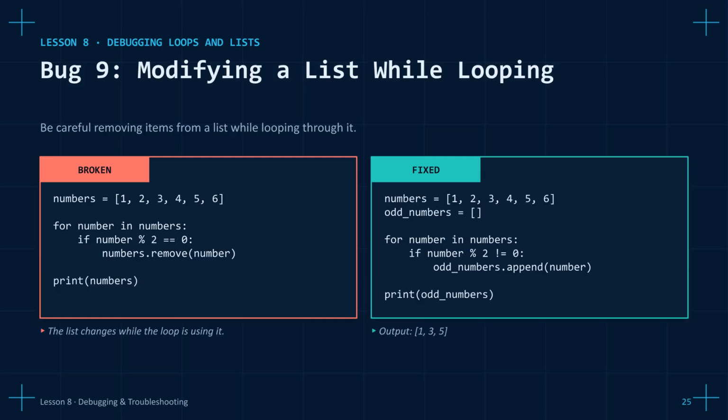Modifying a list while you are looping through it is a dangerous practice that often leads to errors. As you remove items, the list structure shifts, causing the loop to skip elements. The safer approach is to create a new list and append the desired values, keeping the original list intact.